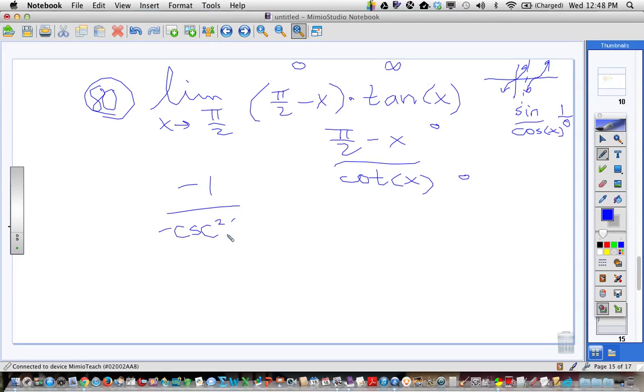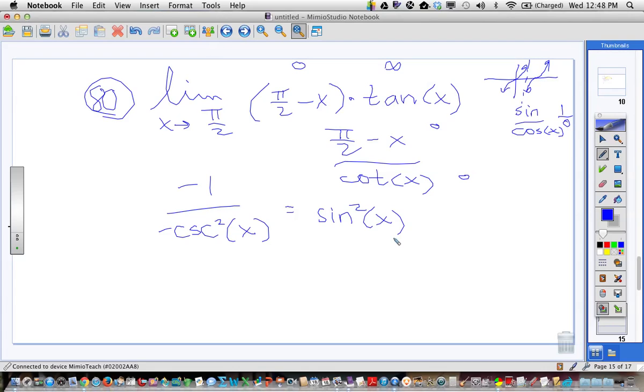Negative cosecant squared, which is the same as the reciprocal of sine. So this would be, and they're both negative, I believe, so this would be positive sine squared. This would be the same as that.